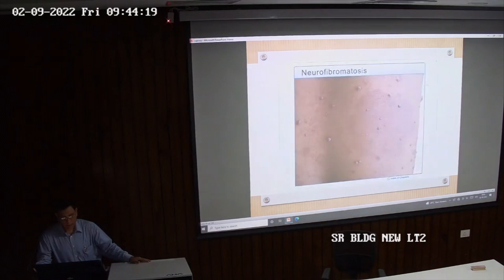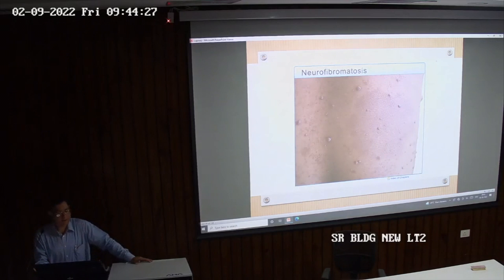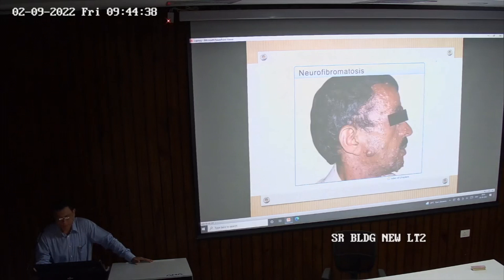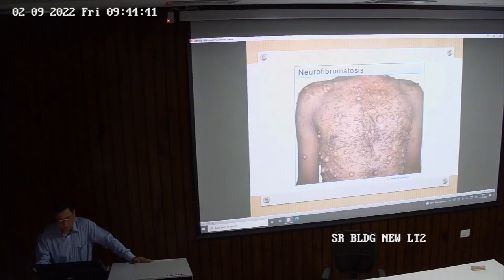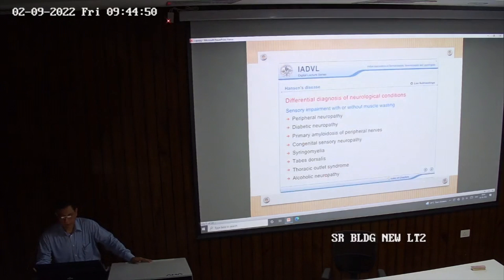This is a case of neurofibromatosis. Multiple neurofibromas, and this bigger hyperpigmented patch. Have you seen a case of neurofibromatosis or read about it? No. These are multiple neurofibromas, café-au-lait macules are there. Again neurofibromatosis, multiple papular nodules are there. These are all neurofibromas in the case of neurofibromatosis. It's a genetic disorder. You will get to see many cases when you come to your postings in dermatology.